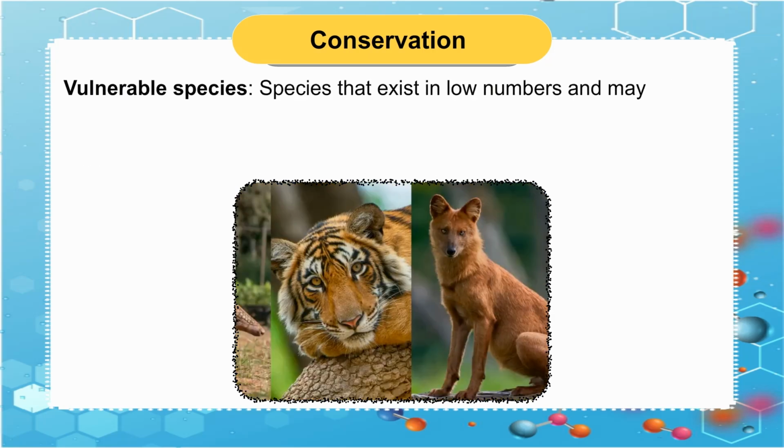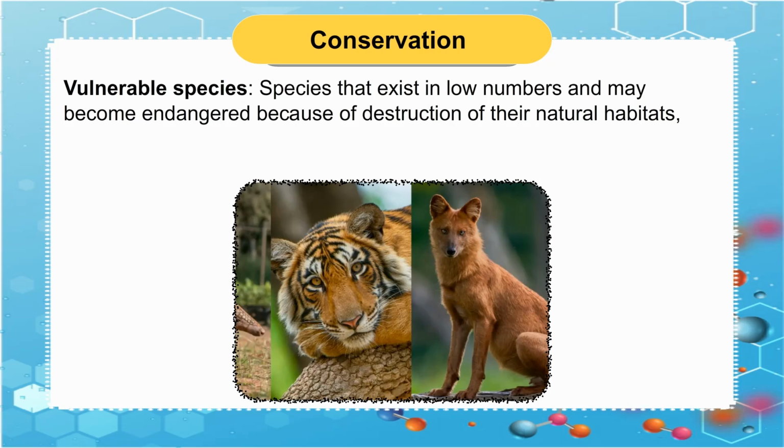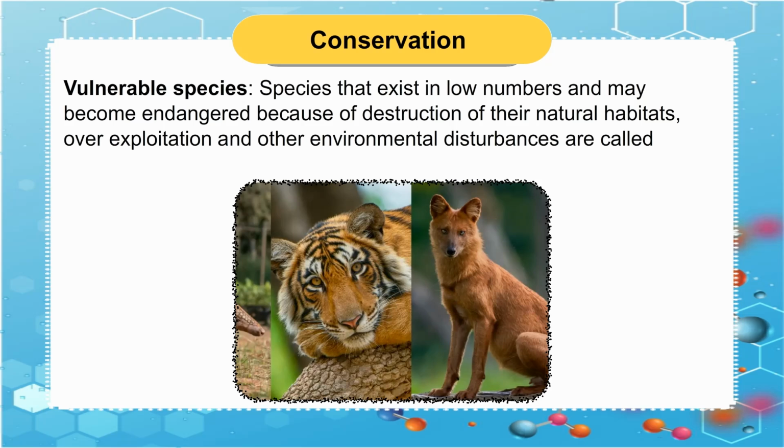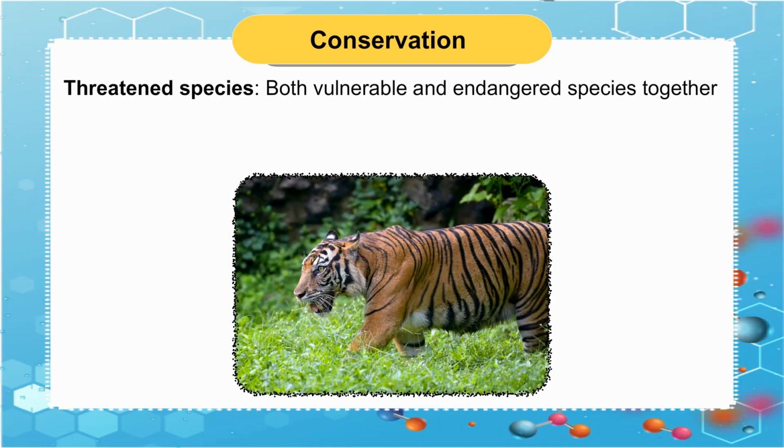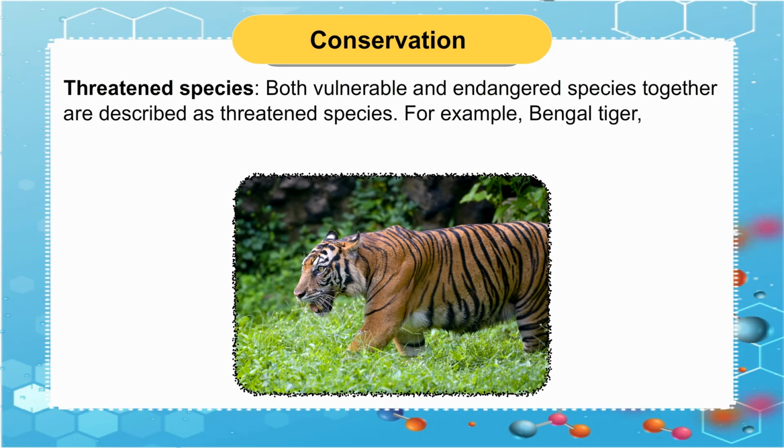endangered species. Vulnerable species, species that exist in low numbers and may become endangered because of destruction of their natural habitats, overexploitation and other environmental disturbances are called vulnerable species. Threatened species, both vulnerable and endangered species together are described as threatened species. For example, Bengal tiger, Siberian tiger, African elephants, etc.